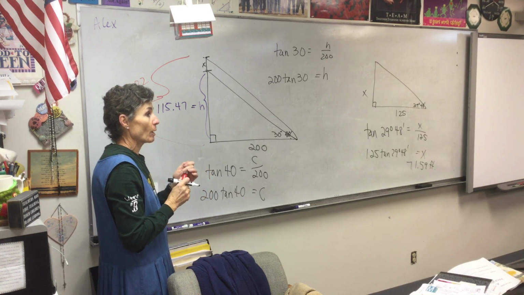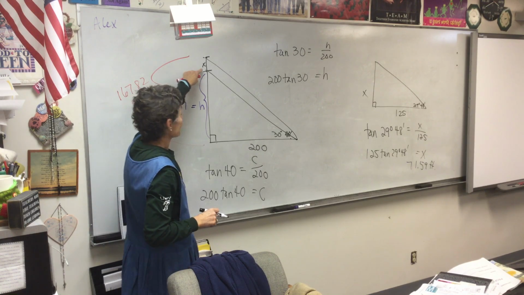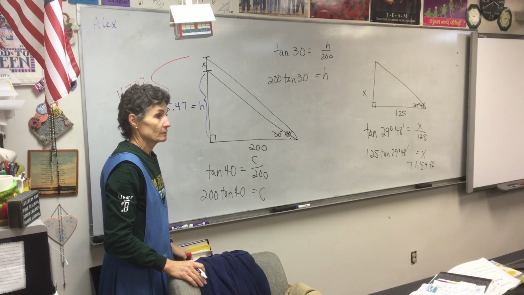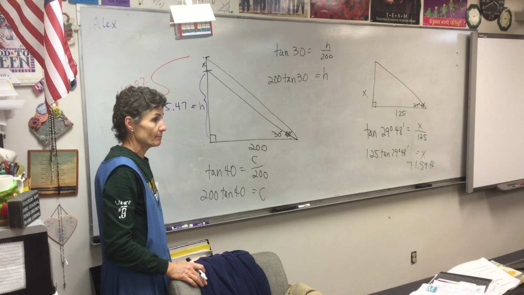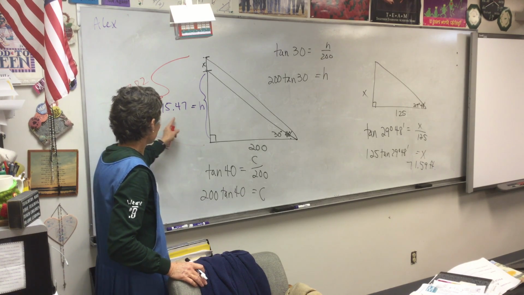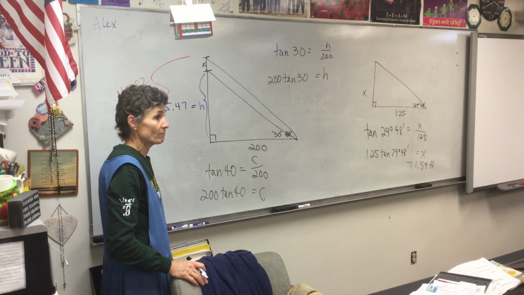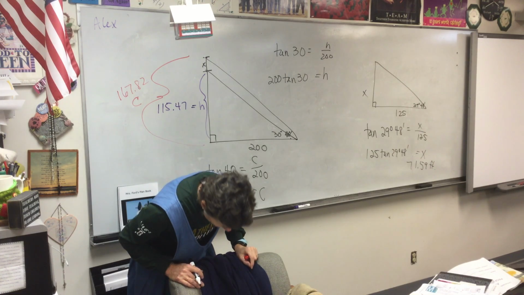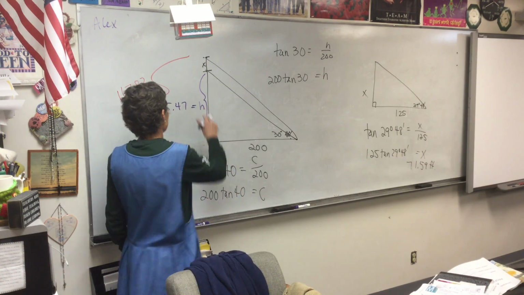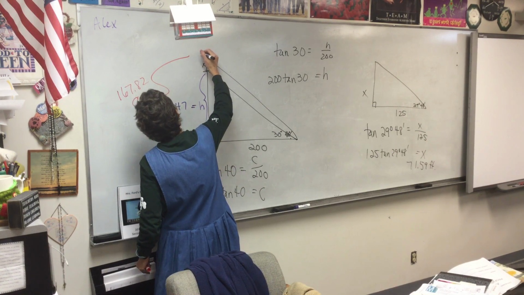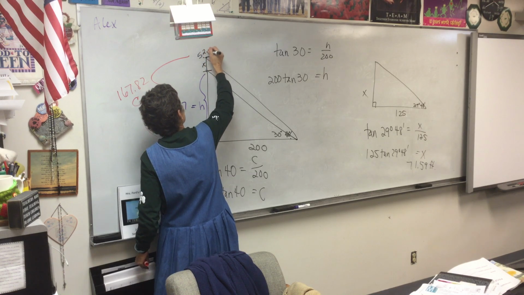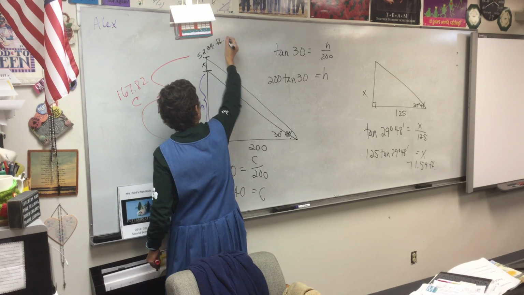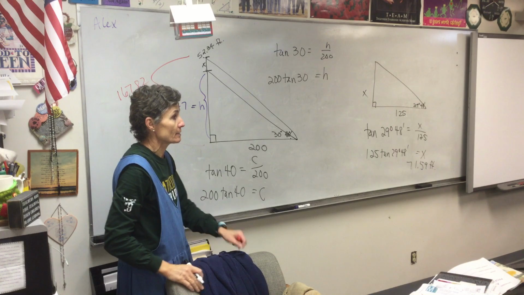Now our question was X. So now we just have to do what? 167.82 minus 115.47. And I don't have the answer in my book, so I'll take your word for it. What is it? 52.34. 52.34 feet. That's how tall it is.